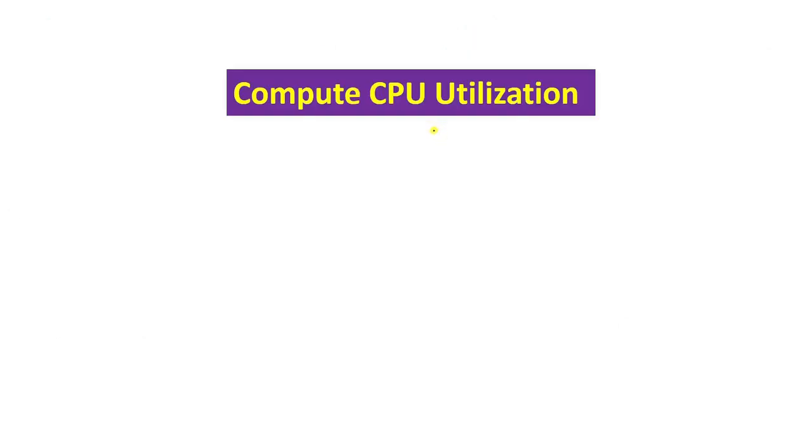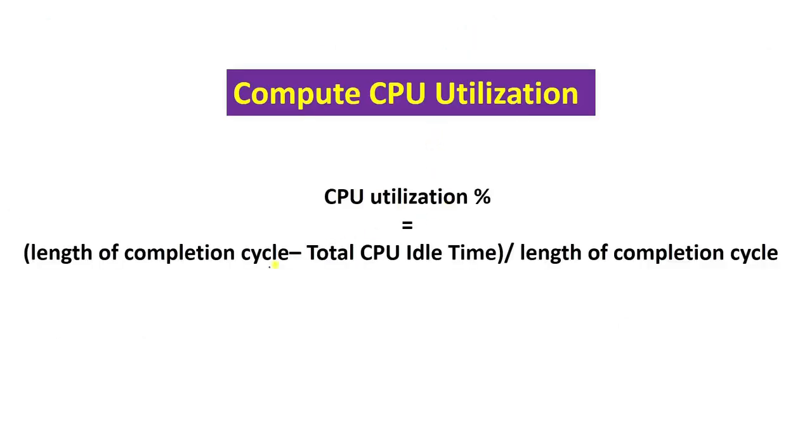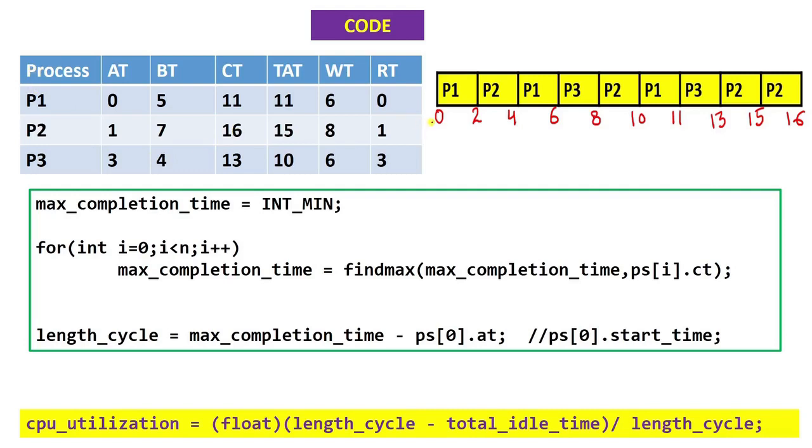Now let's compute the CPU utilization. CPU utilization percentage is the length of the total cycle minus the total CPU idle time, divided by the length of the cycle. Let's see how we can compute the length of the completion cycle. We have taken the same example, and this is the Gantt chart for it. What does the length of the cycle mean? It means in what time all the processes were completed. Process P1 started at 0, and the last process, P2, completed at 16. So 16 minus 0 is 16. In 16 units all processes were completed.